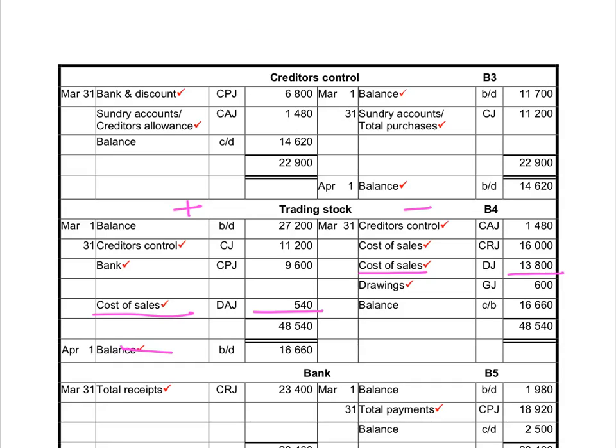Creditors control is credited with the 11,200. Normally you will buy different types of things. That's why you will write sundry accounts or you will write total purchases. The trading stock account was debited. You will write creditors control here to indicate that this double entry was in the creditors control on the credit side.